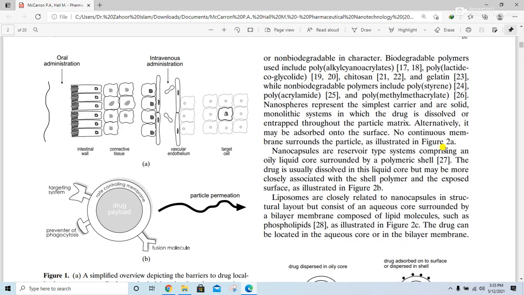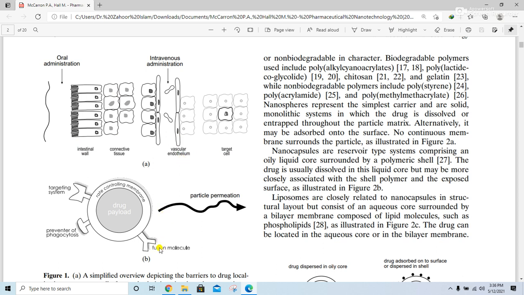Now you can see here, this is the intestinal wall, and these are the connective tissues, while this one is the vascular endothelium, and these are the targeted cells. After oral administration, the drug must be metabolized in the liver before reaching the systemic circulation. This is intravenous administration, and this is oral administration, and these are the connective tissue, and these are the intestinal wall. These are the target cells. These are the vascular endothelium.